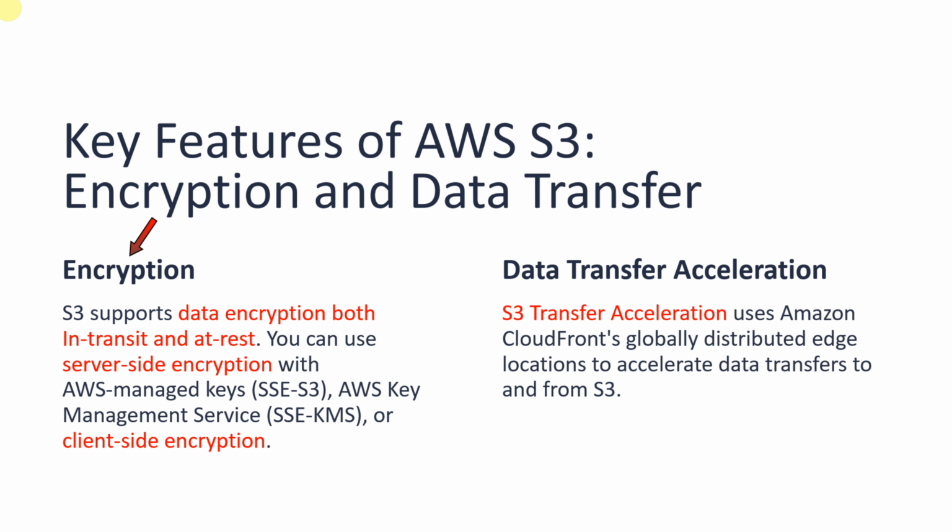Third one is encryption. S3 supports data encryption both in transit and at rest. You can use server-side encryption with AWS managed keys, AWS Key Management Service, or you can use client-side encryption. Fourth one is data transfer acceleration. S3 data transfer acceleration uses Amazon CloudFront's globally distributed edge locations to accelerate data transfers to and from S3.